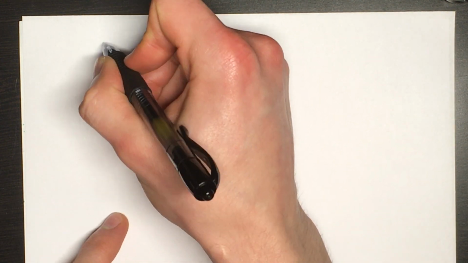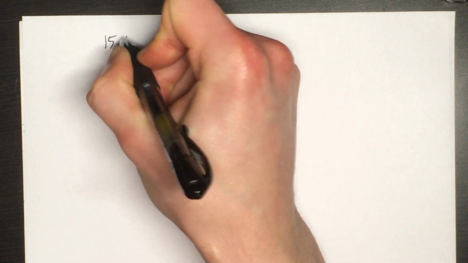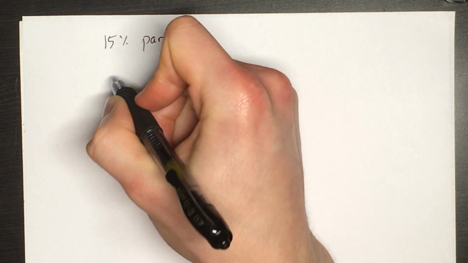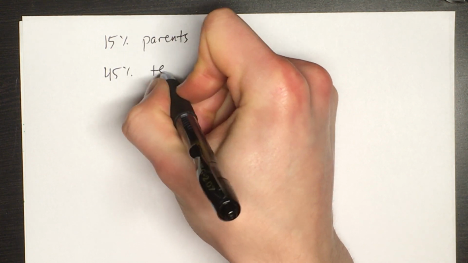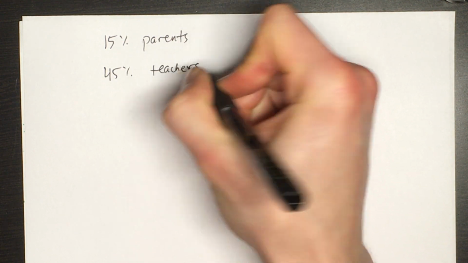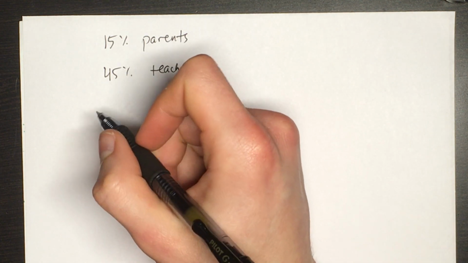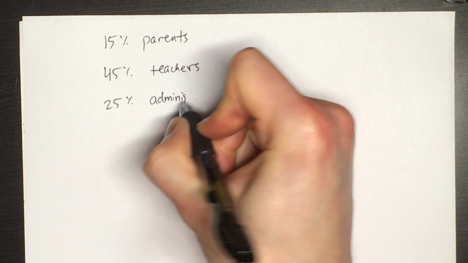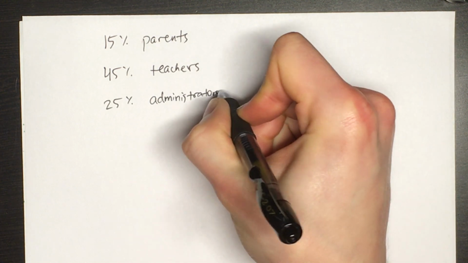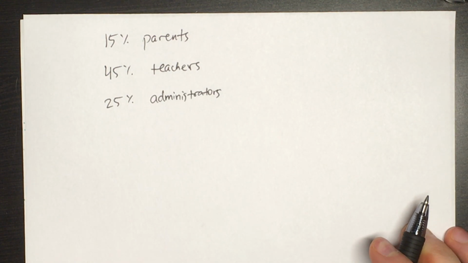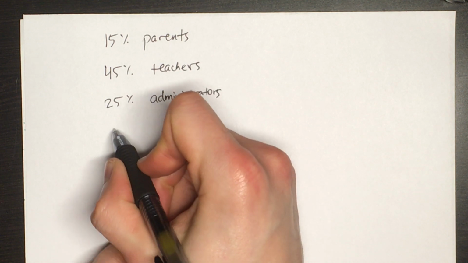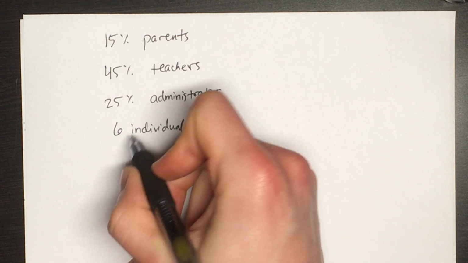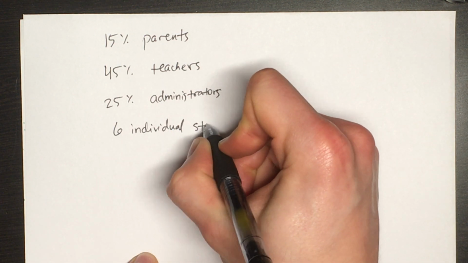So we're told that, of the people who were invited to the committee, 15% are parents of students. We're told that 45% are teachers, and we're told that 25% are administrators. Okay, cool. So the last piece of information, we're told that the remaining 6 individuals, so there are 6 individual students, and I'm writing the word individual to remind myself that it's not percent, individual students.